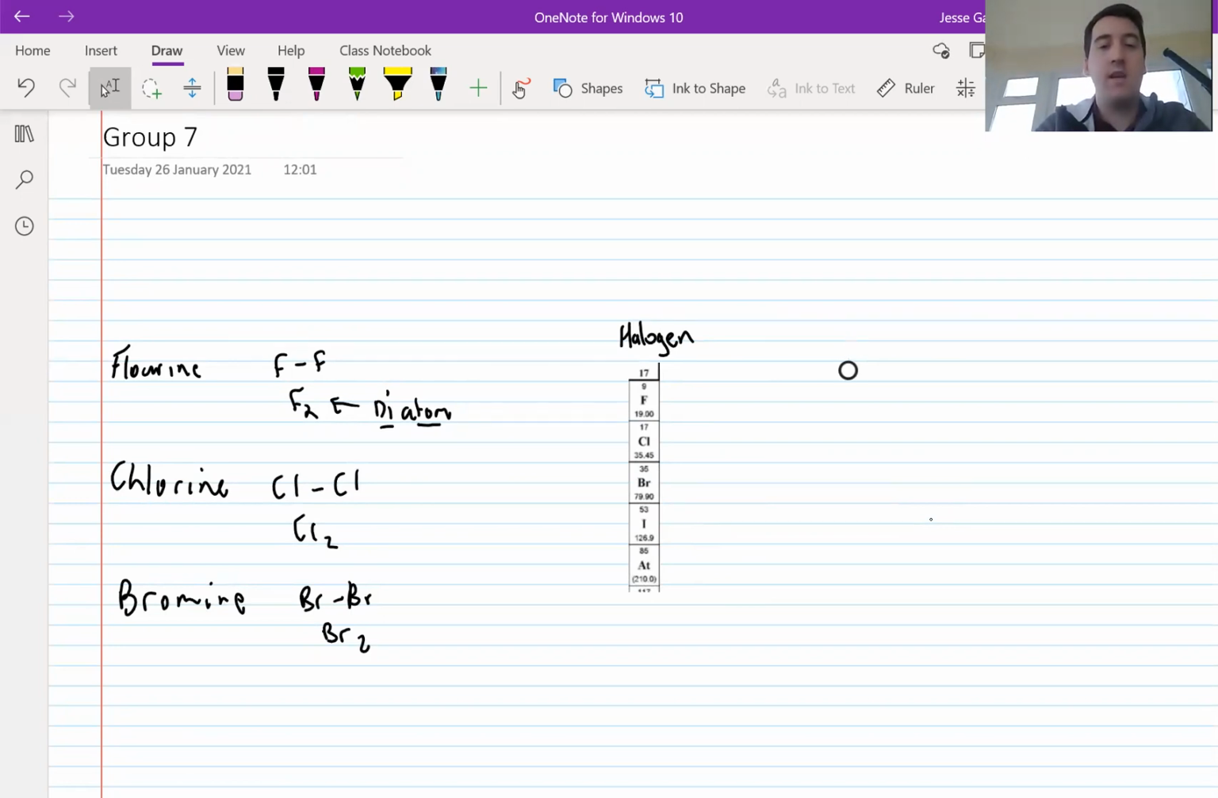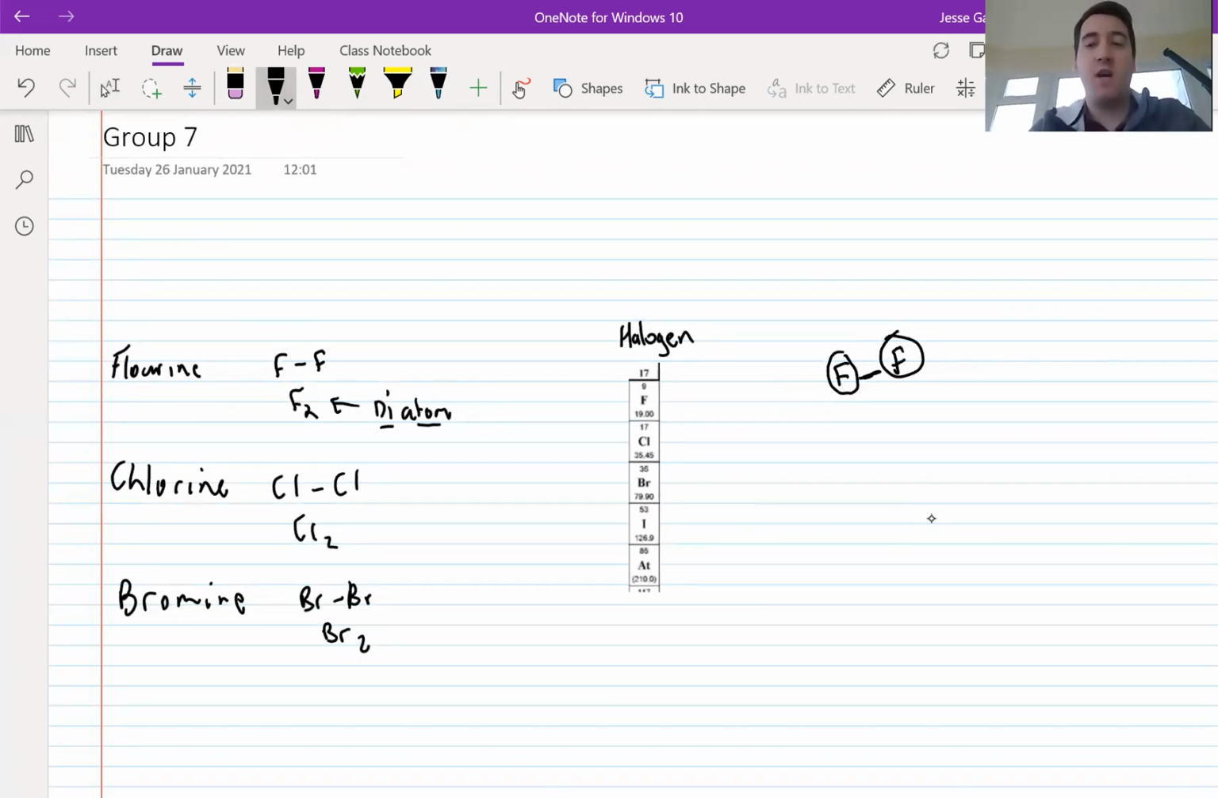Now, these are diatomic, which means they exist as molecules. So we've got, if say for example, we've got an F and an F bonded together like this. They are covalently bonded together. They are joined together by a covalent bond. So I'm going to make that a little bit more clear. F like this.